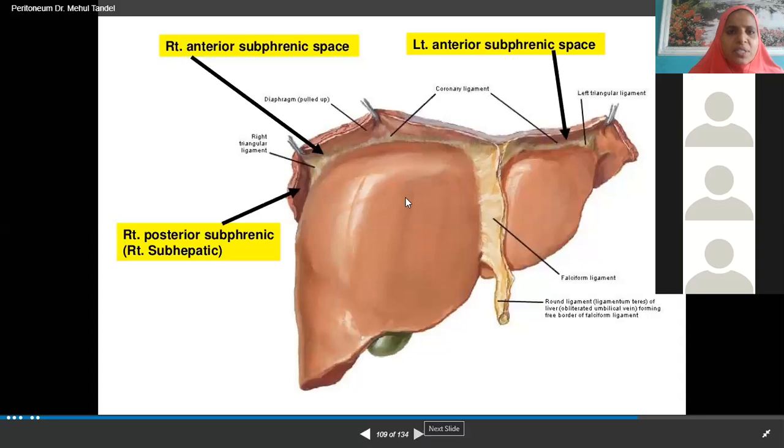So here we have the spaces. To be more specific, phrenic means just below diaphragm. Right anterior subphrenic space, you should check here. Okay. Left anterior subphrenic space. Right posterior subphrenic space. You can also call it right subhepatic space.